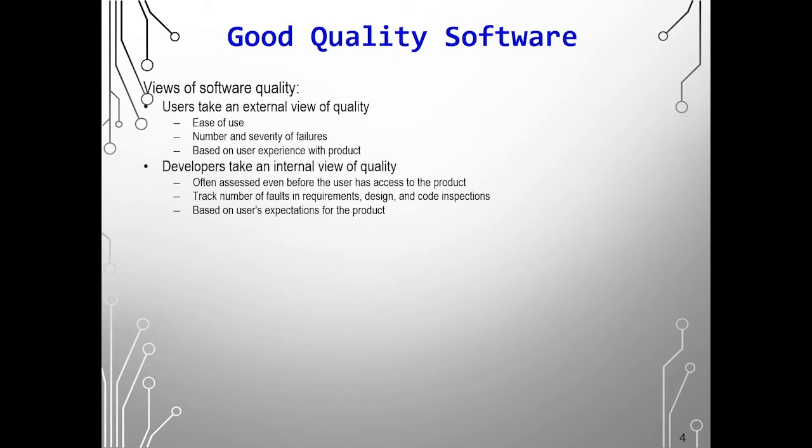Generally, an external view of software quality is a user viewpoint, while an internal view is a developer viewpoint. Users focus on software's ease of use and the number of failures it experiences and the severity of them. This viewpoint is based on the user's experience with the product.